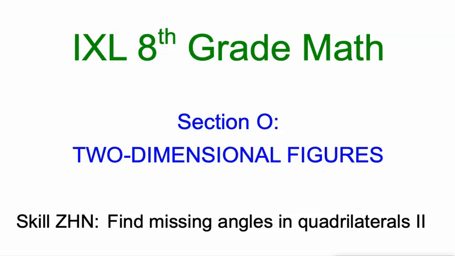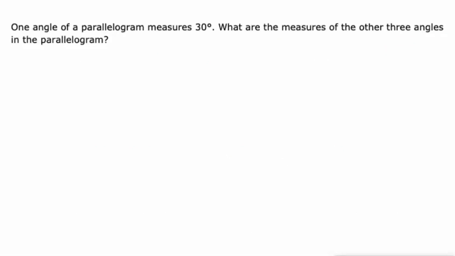We're going to find missing angles in quadrilaterals again, part of Section O of IXL's 8th grade math. The thing we got to know about quadrilaterals is the sum of all their angles is always 360 degrees, but we actually start off dealing with a specific type of quadrilateral, and that is a parallelogram. So we're given that one angle is 30 degrees. What are the measures of the other three angles in the parallelogram?